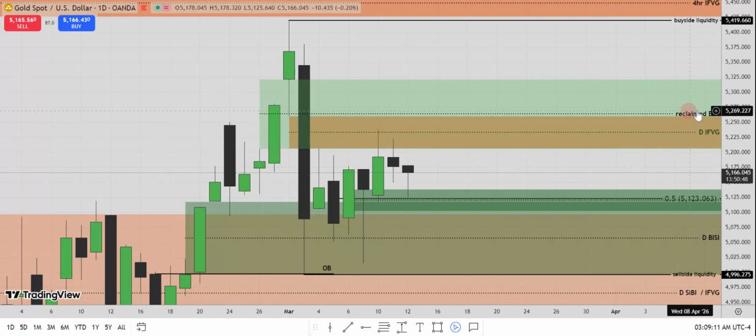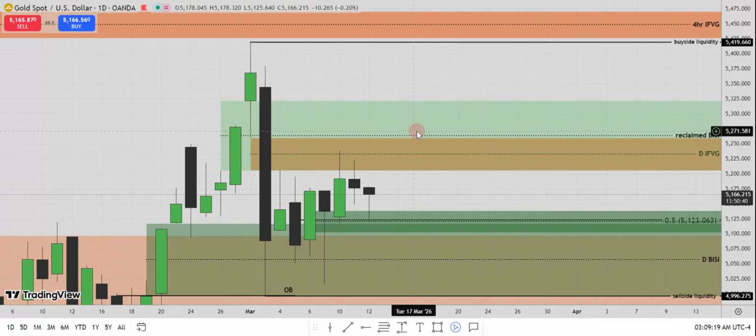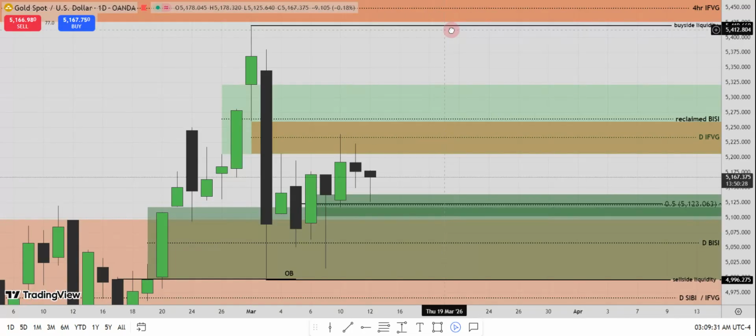Why did I write "reclaimed BC" here? Because I think price is gonna come sit on it and go up. But I don't want to get to that right now. I just want to show you why I think the market is doing what it's doing.